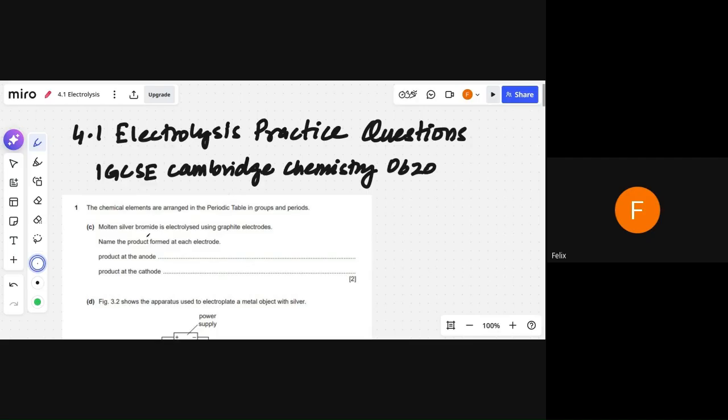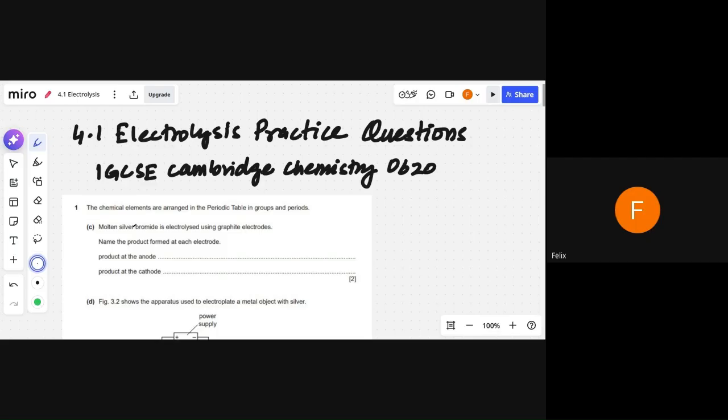Okay, so the first question is: the chemical elements are arranged in the periodic table in groups and periods. Molten silver bromide is electrolyzed using graphite electrodes. Name the product formed at each electrode. So how will you answer this question? The first thing is that you should see what is being electrolyzed, right? And it is silver bromide. So it doesn't matter if you know the formula.